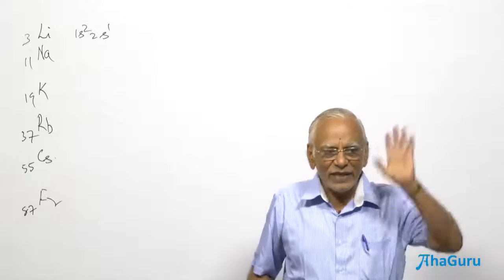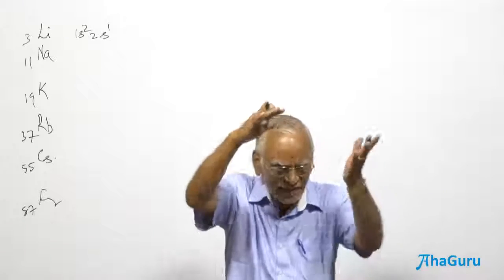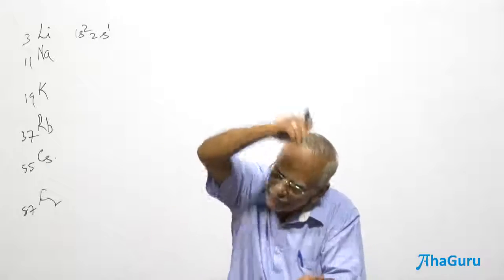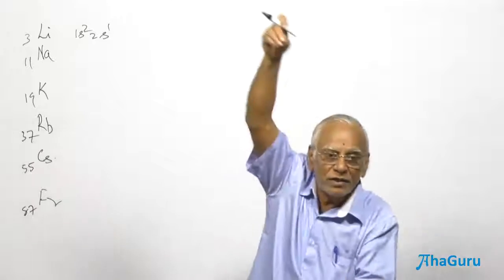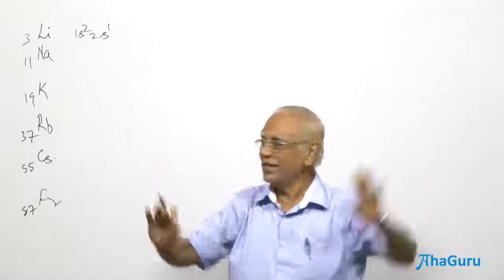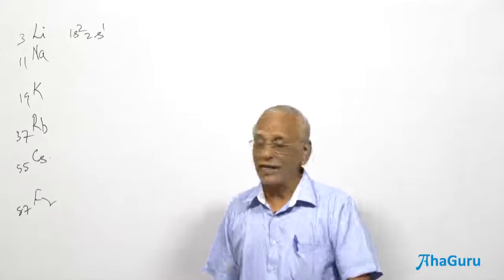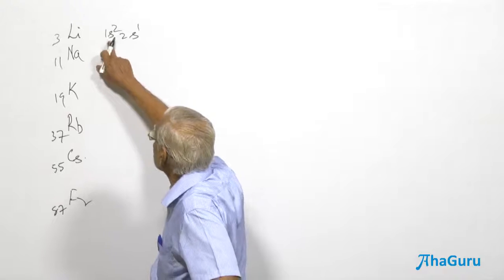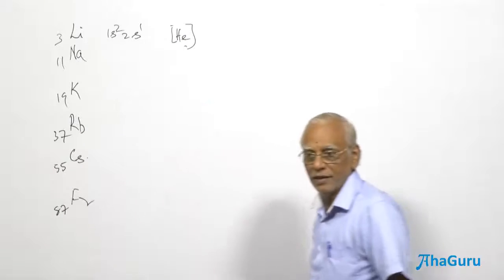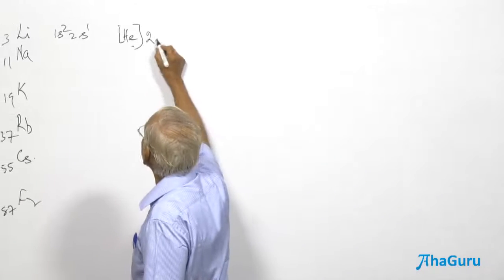So, when we want to write the electronic configuration, we want to remember the electrons present in the last shell only. Why? Whenever electrons have to be removed, they are removed only from the last shell. Whenever you want to add electrons, they are added only to the last shell. So it is enough if you know the electronic configuration of the last shell. Therefore, we should know how to write the condensed electronic configuration. What does this stand for? 1s2, helium. When you say helium, it takes care of 1s2. After helium, you write 2s1.